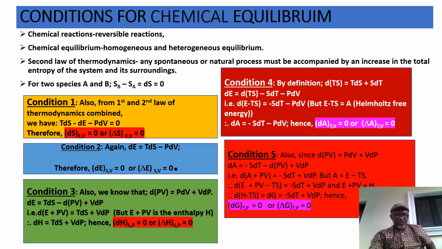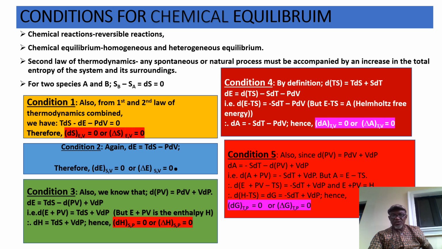Again, for condition 3, we know that d(PV) is a differential of a product of two variables. We have dE equal to TdS minus d(PV) plus VdP. We'll now solve and get the enthalpy. So in terms of enthalpy, the change in enthalpy at constant entropy and pressure must be equal to 0 under equilibrium.